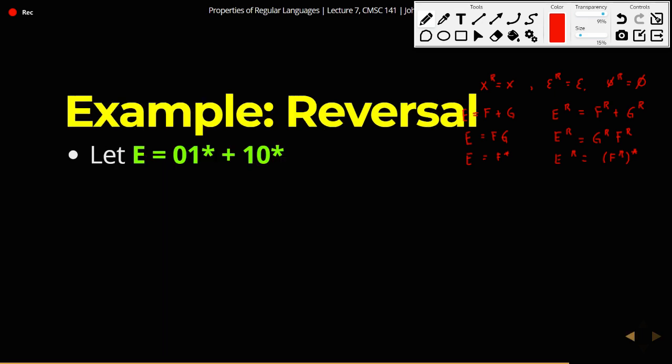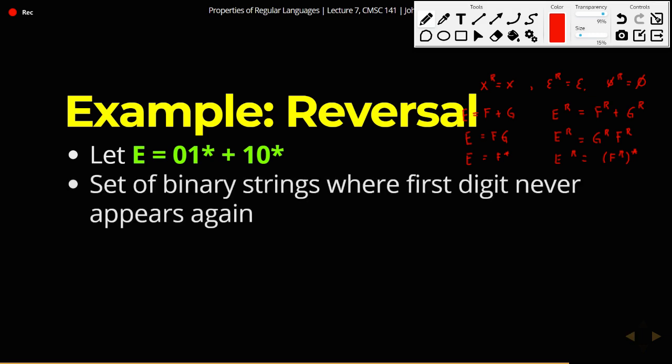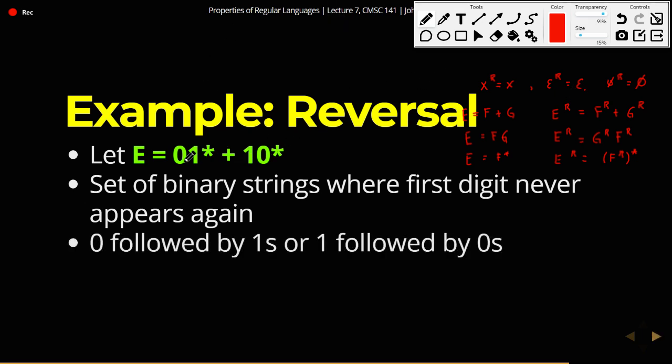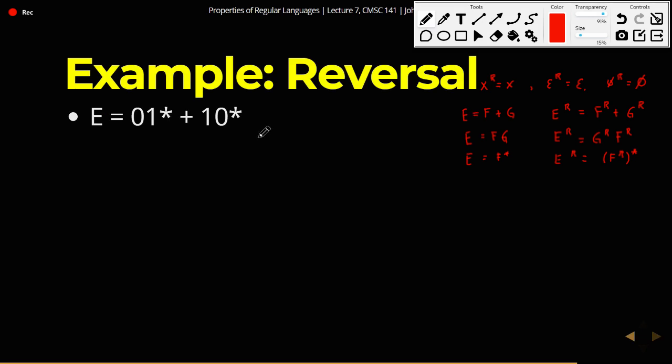So let's see this in an example. For our expression 0, 1 star plus 1, 0 star, this represents the set of binary strings where the first digit never appears again. So either it starts with 0 followed by 1s, so that's 0, 1 star, or it starts with 1 followed by zeros.